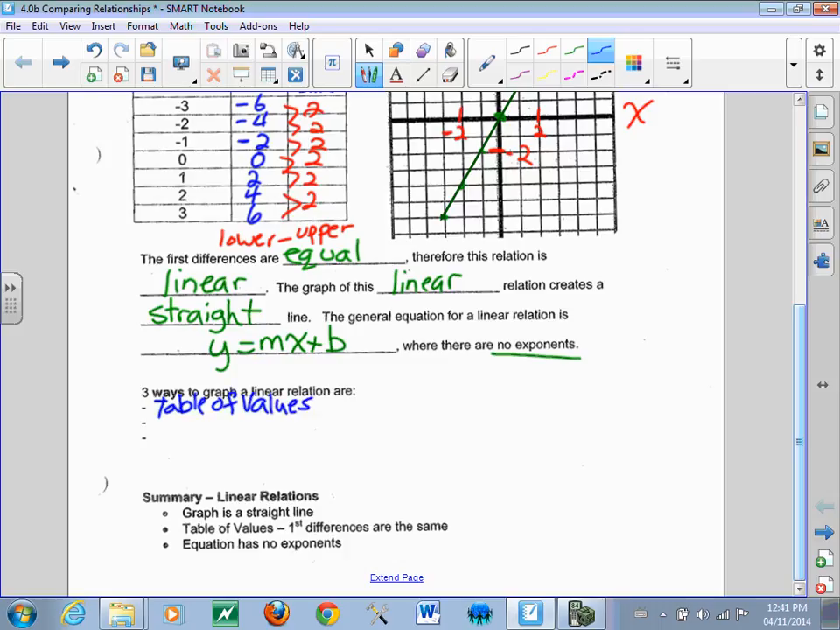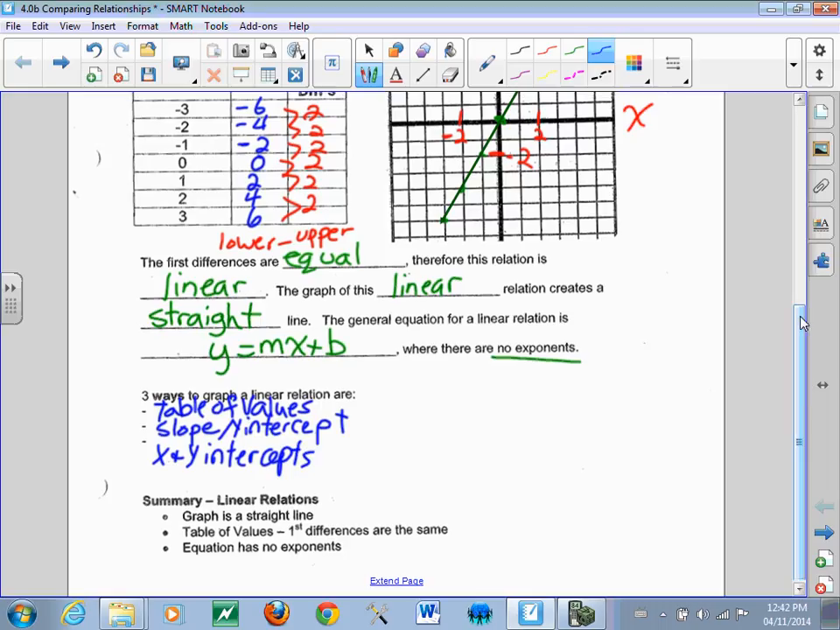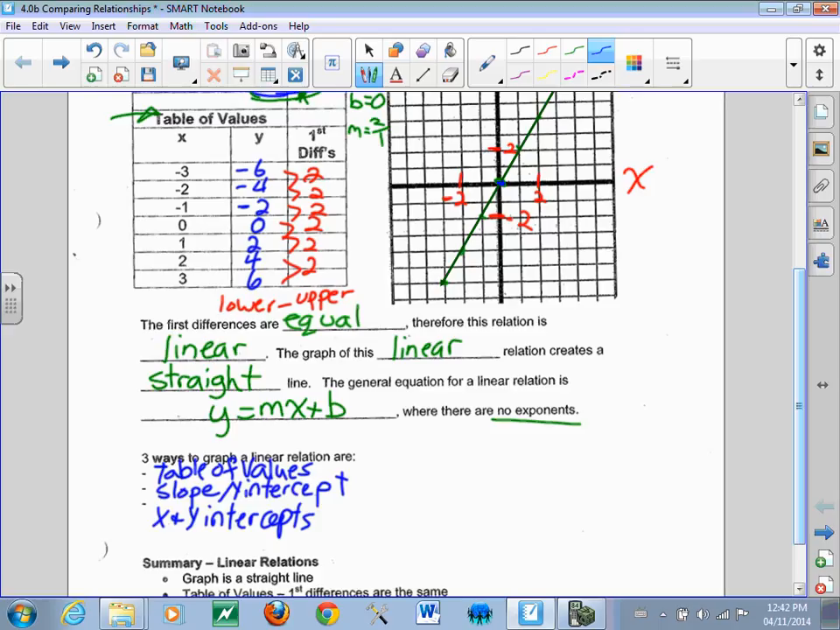Okay. Second method is slope and y-intercept. That's where you use the b and the m. And the third, which is less common that you might have forgotten, is x and y intercepts. Remember, to find the x-intercept, you let y equal 0, and to find the y-intercept, you let x equal 0. Okay, so if I look on my graph here, the x-intercept would be 0, and the y-intercept would be 0. So it would go straight across there. Okay?